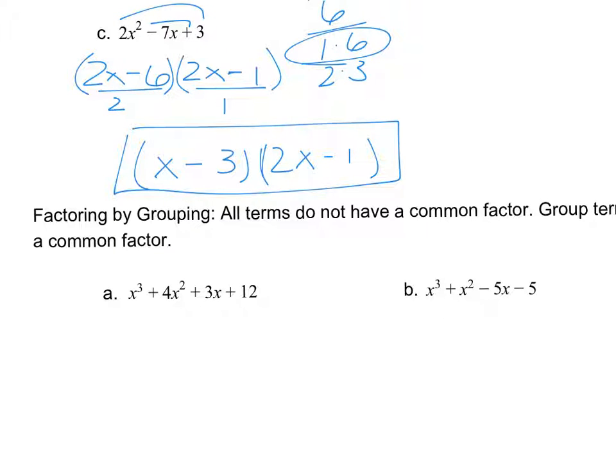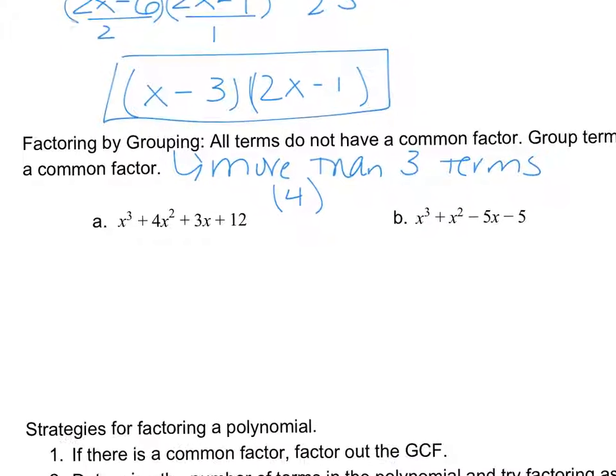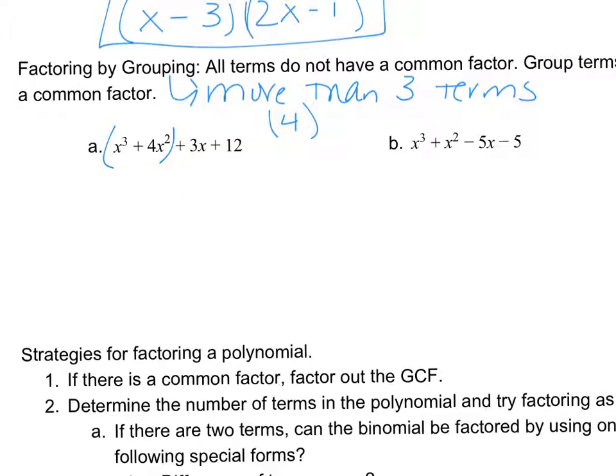Now the next thing we have is factoring by grouping, which we usually use when we have more than 3 terms or 3 pieces. So usually like 4. And in this case, all of the terms don't have a common factor, but if I put them into smaller groups, they have something in common. So for example, if I take my first two values, I see that they both have an x squared in common. When I take out the x squared from this first group of terms, I have x plus 4.